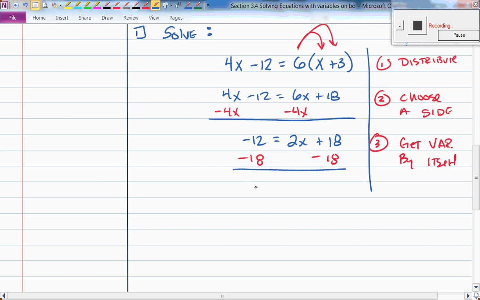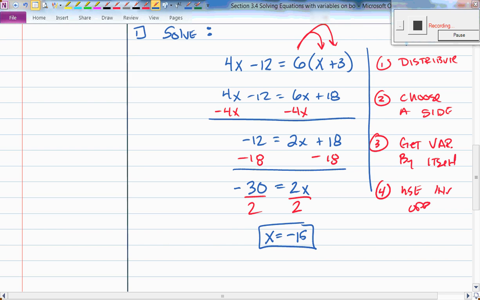What's negative 12 minus 18? Negative 30. Is that right? Negative 30 equals 2x. Great. What's the last thing we need to do? Divide by 2. So what's that called, using what? Use inverse operations. So it looks to me like, Ramsey, what'd you get? Negative 15. Okay, how do we make sure we're right?